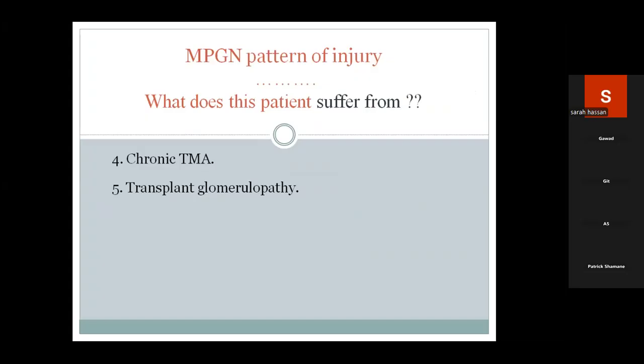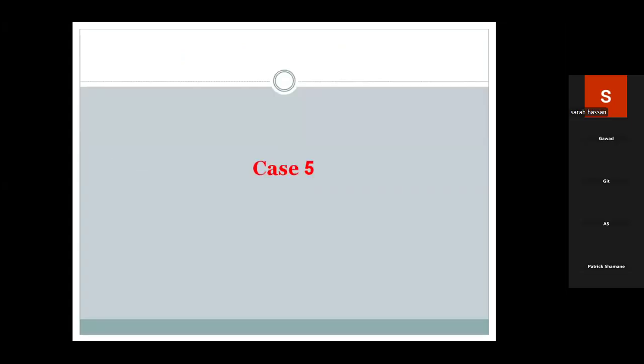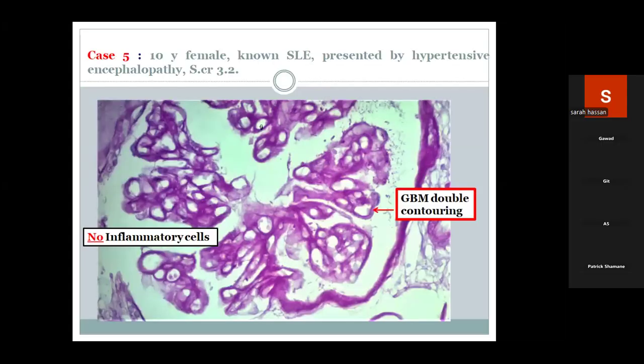Okay, the last two triggers are endothelial injuries: chronic TMA and transplant glomerulopathies, which are another picture of membranoproliferative GN. And the last case in this half of the lecture is a 10-year-old female, non-lupus, who presented with hypertensive encephalopathy and serum creatinine of 3.2.